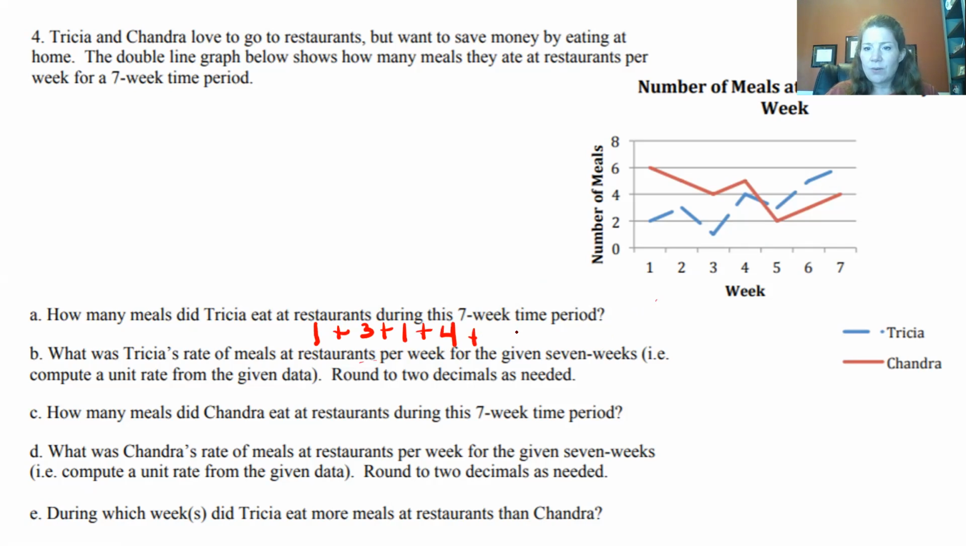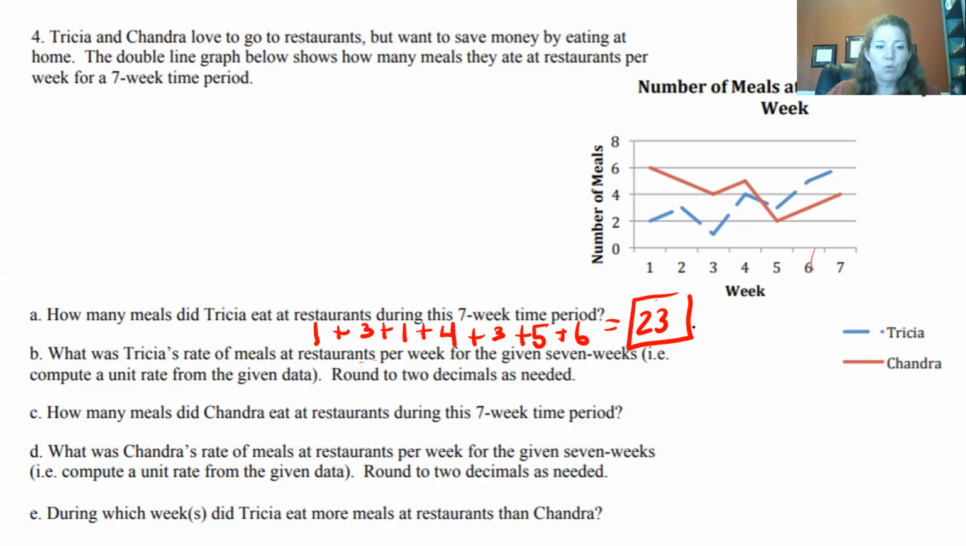The fifth week was, what comes between 2 and 4 is 3. The sixth week is 5. And the last week was 6. So 11, 12, 13, 14, 18, 19, 23. So I figured out that Trisha ate at a restaurant 23 times in 7 weeks.